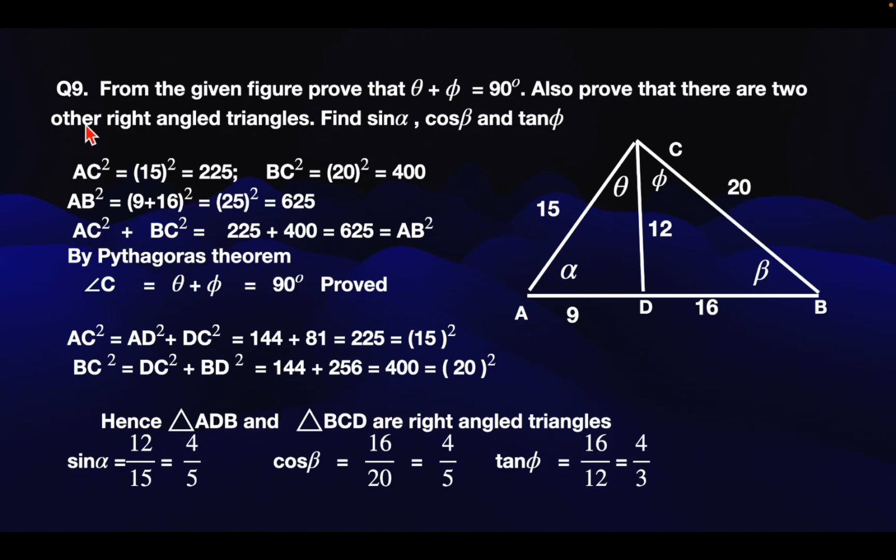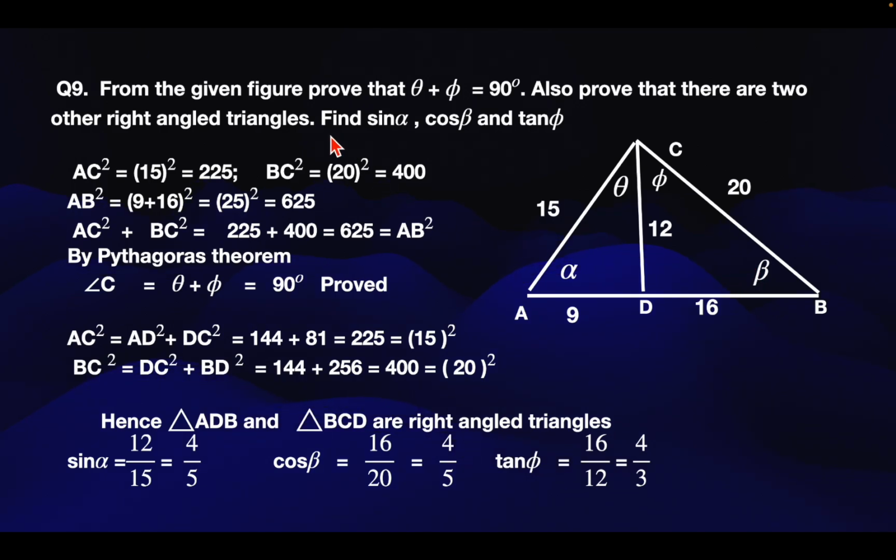Also prove that there are two other right angle triangles. Now here you can see there is one triangle, there is another triangle here. They are asking us to show that this is a right angle triangle. Take this triangle ACD. Here this is the hypotenuse, 15 square. So find out the value of 15 square. Then find out 9 square plus 12 square. So you will see that 15 square is equal to 9 square plus 12 square. Therefore, by Pythagoras theorem, this triangle is a right angle triangle. Similarly, take this triangle DBC. Find out BC square, that is 20 square. Then find out 12 square plus 16 square. When you add them, you find that this is equal to 20 square. Therefore, this is also a right angle triangle by Pythagoras theorem.